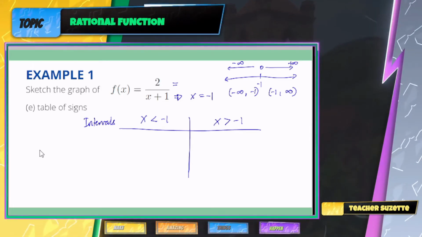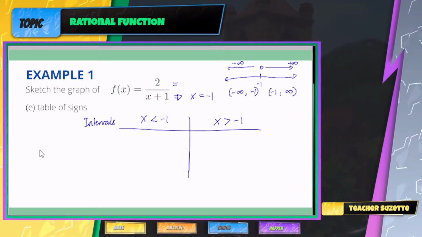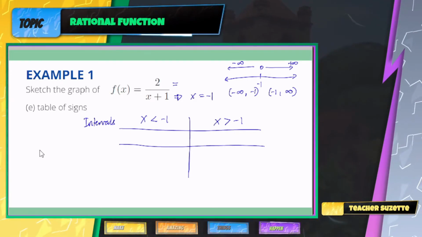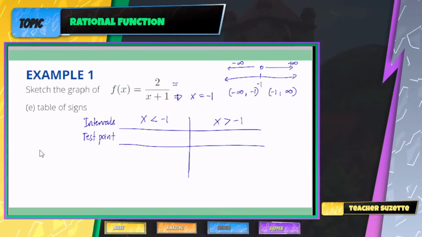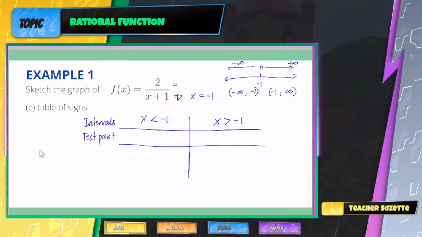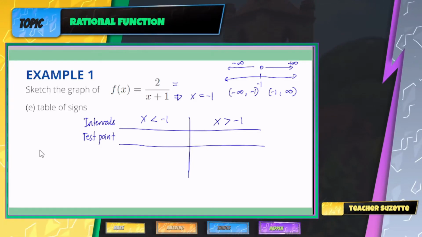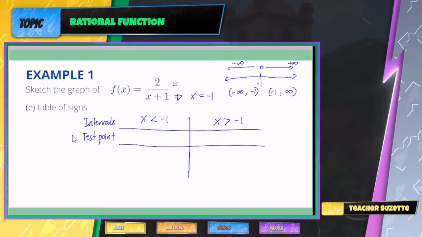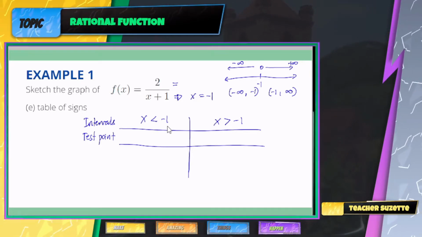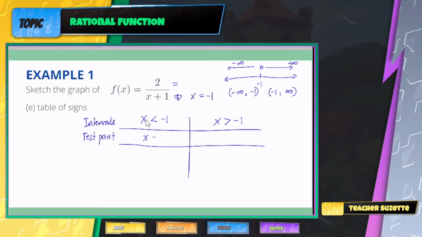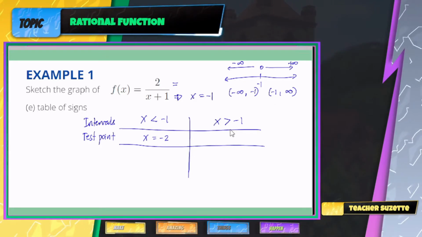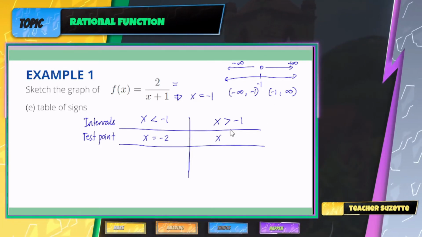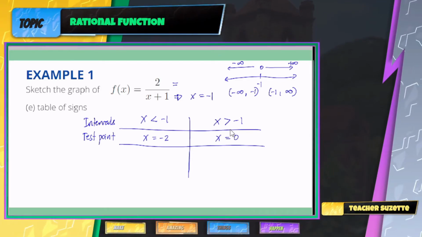That is our interval. Now, after our interval, we will assign a test point. For the test point, we just take an integer that represents x less than negative 1. For example, our x is negative 2. Next, for x greater than negative 1, let's say x is equal to 0.